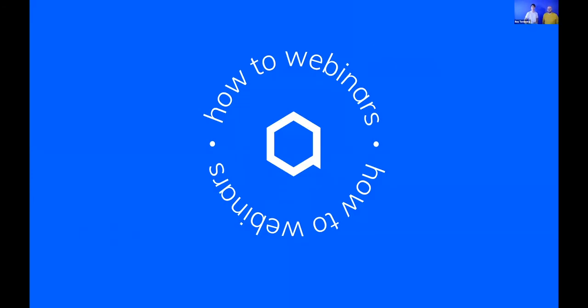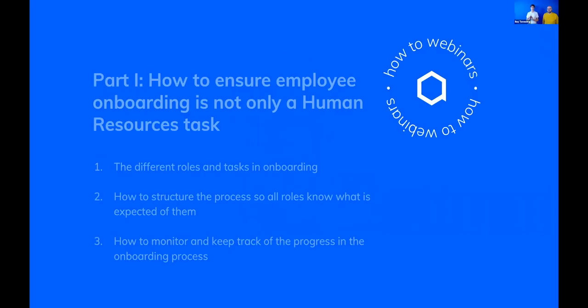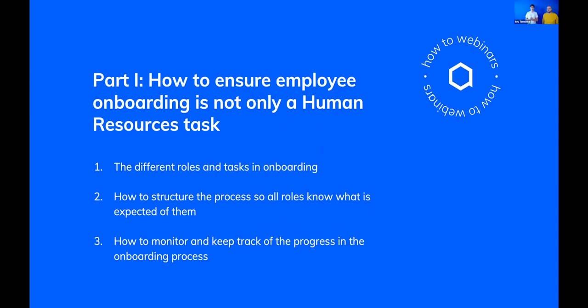Today, we're going to discuss the first part of it, and that is how to ensure employee onboarding is not only a human resource task. For that, we structured 3 learning goals for you guys to take home with you. The first one is the different roles and tasks in onboarding. The second one is how to structure the processes, so all roles know what is expected of them. And then the third one is how to monitor and keep track of the progress in the onboarding process.